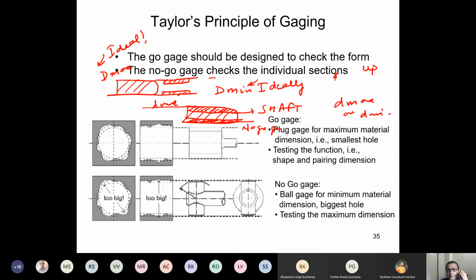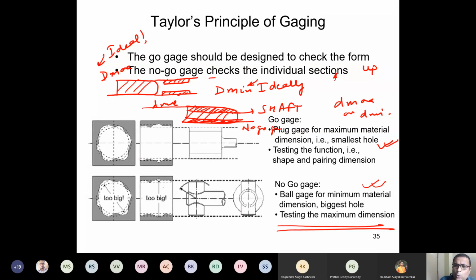Okay. Any questions here? I think now I've covered whatever I had to cover. So basically, I'll just read it out. A combination of go and no go gauge will give you the exact dimensions. The go gauge checks the maximum material condition, smallest hole or the largest shaft, and the no go gauge checks the minimum material condition and tests the maximum dimension.